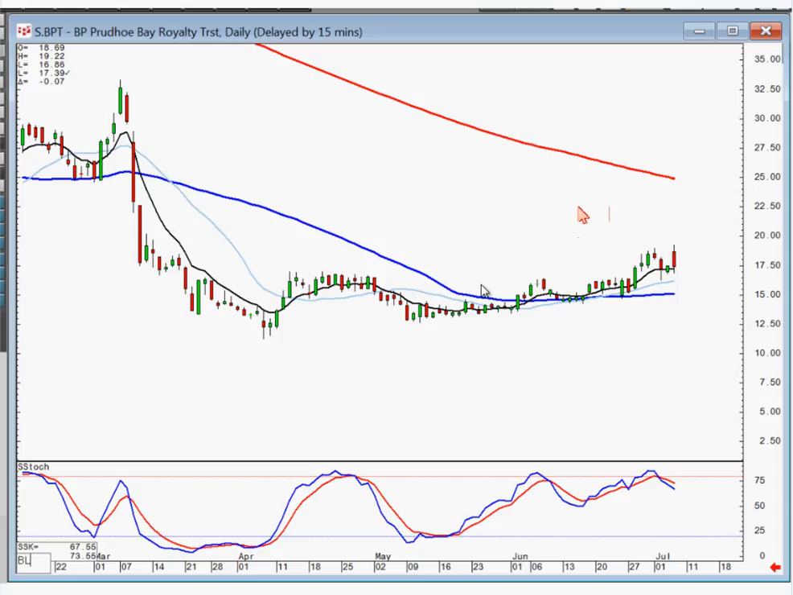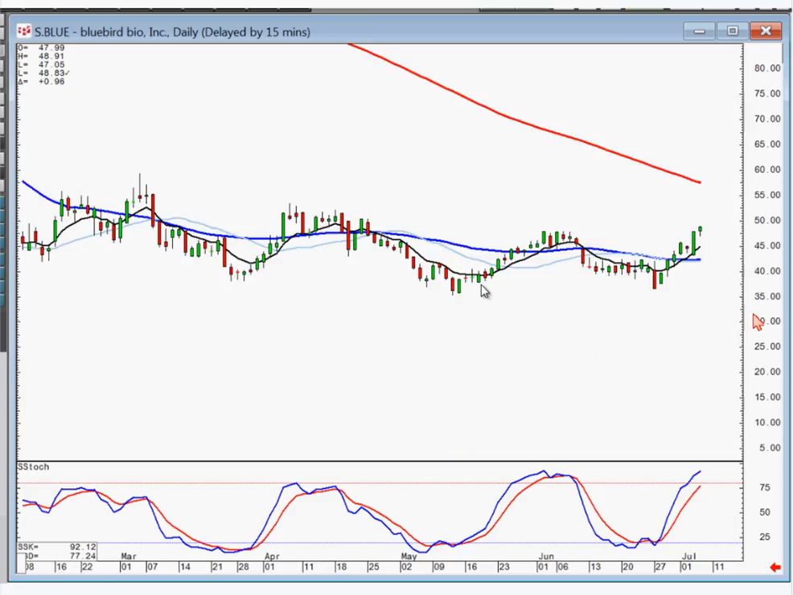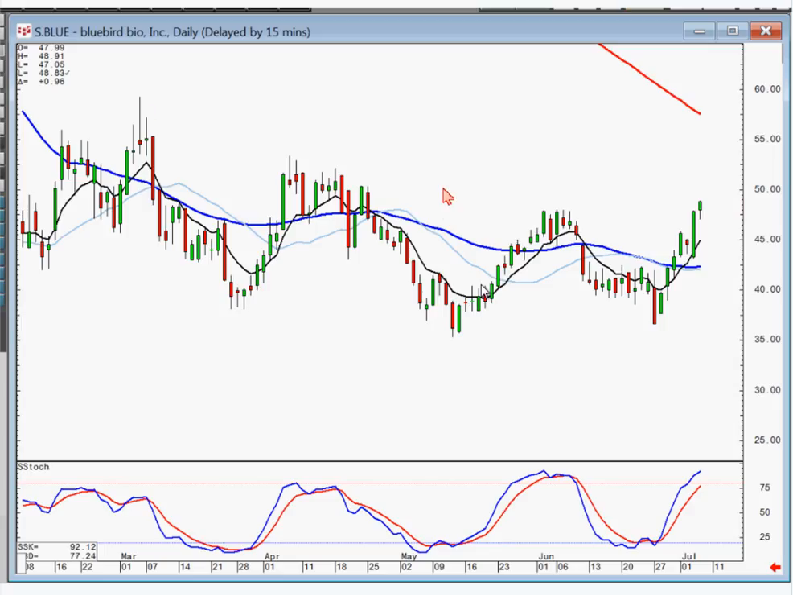Blue, stay long on this one. Now what you're looking for is a positive open that breaks you out through this whole downtrending channel, making the 200 your target.